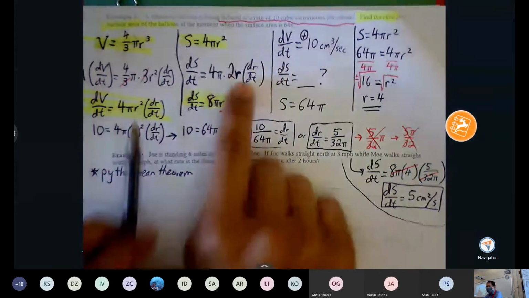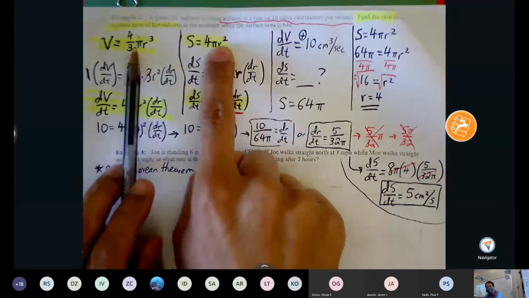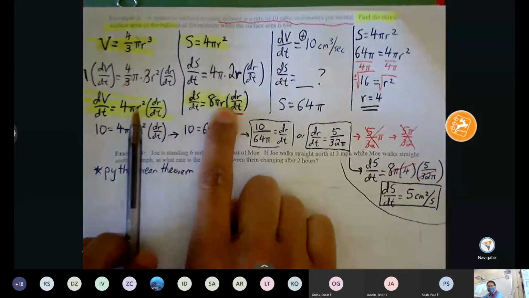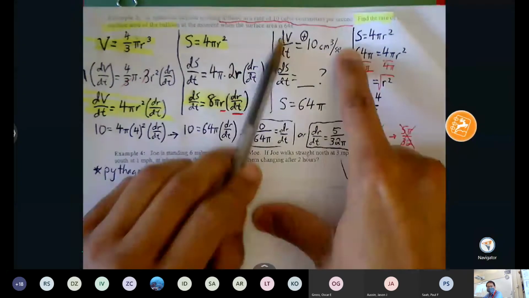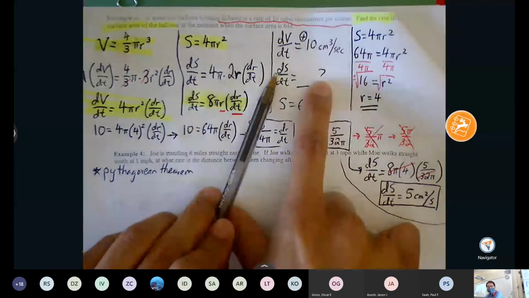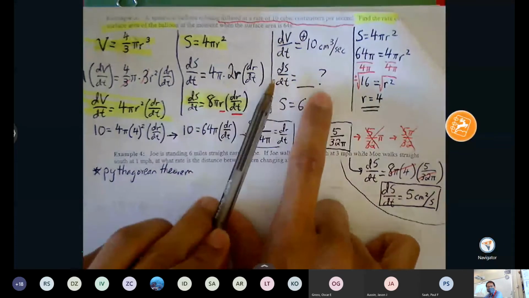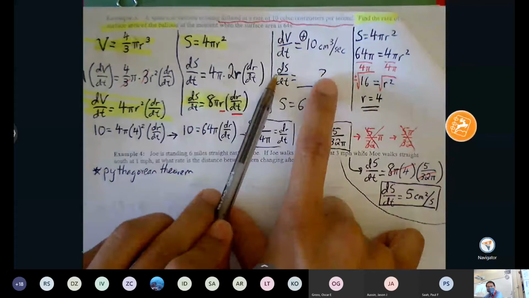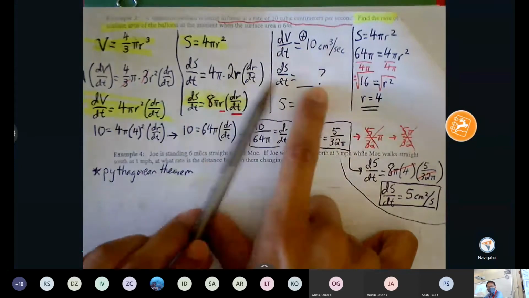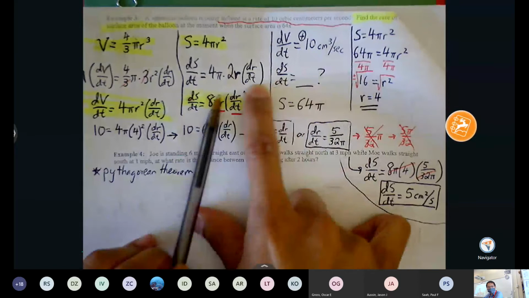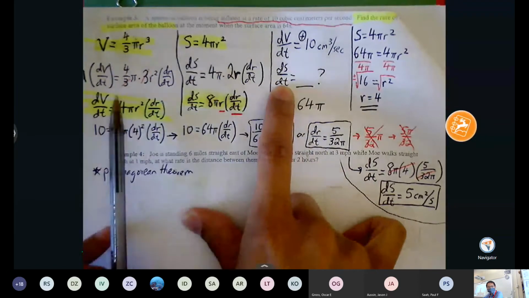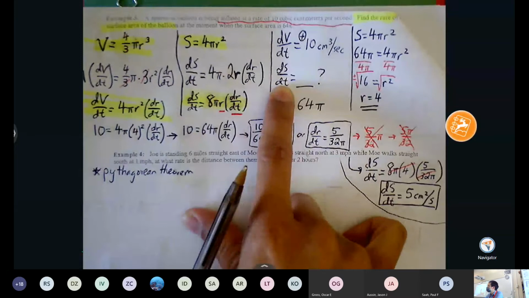So the recap with these problems: once I have my equation, I find the derivative. Once I find my derivative, I gather my information. And then I look to see, all right, what do I need? What do I have? How can I get from what I have to what I need? And sometimes it's more than just plugging into an equation. I may need some intermediate steps to get to my destination.